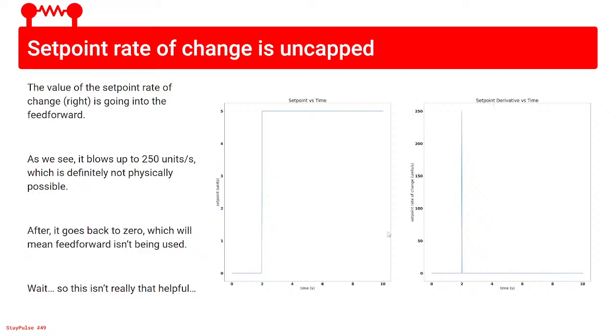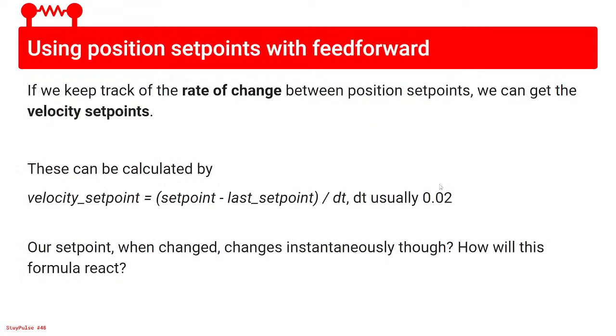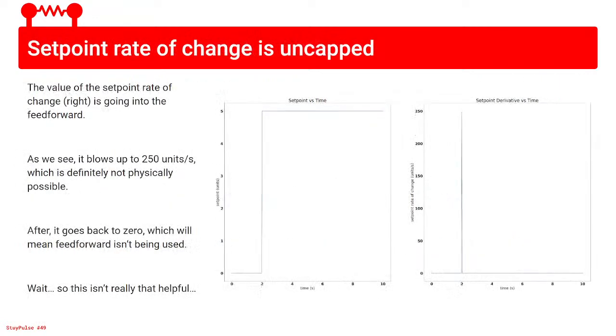If we graph the rate of change of that set point with respect to time, so we have set point rate of change in units divided by seconds, we get this giant spike. If we're using this rate of change and passing that into feed forward as the velocity set point, it would not be a smart idea to pass that monstrosity into feed forward. It blows up to 250 units per second, which is definitely not physically achievable by the robot, and will also make the voltage from feed forward really, really high. And then after it spikes, it just goes back to 0, which means the feed forward is not used. So having this setup for position, PID, and feed forward is really not all that useful.